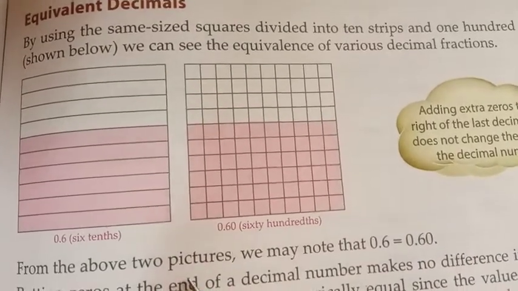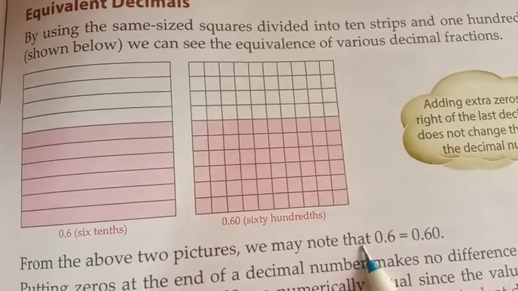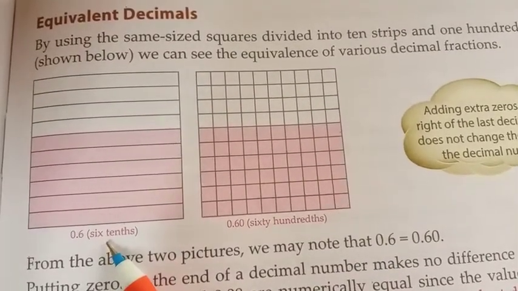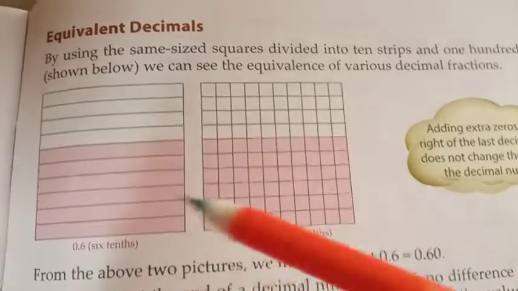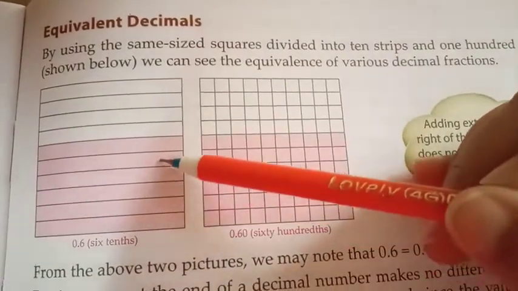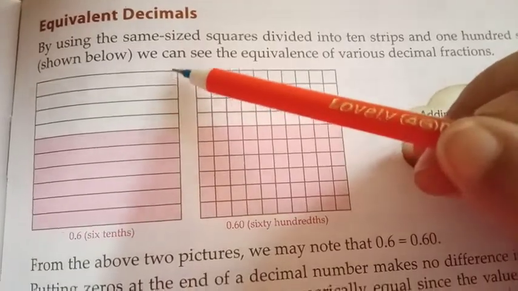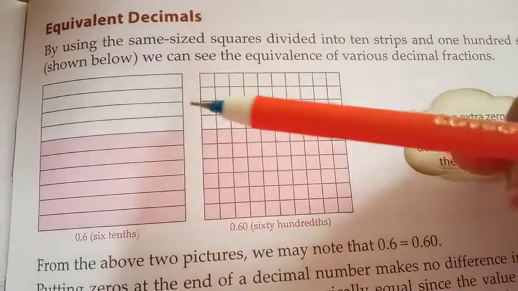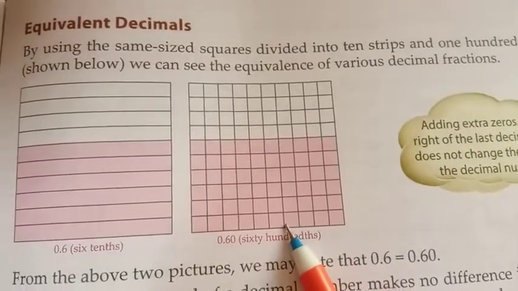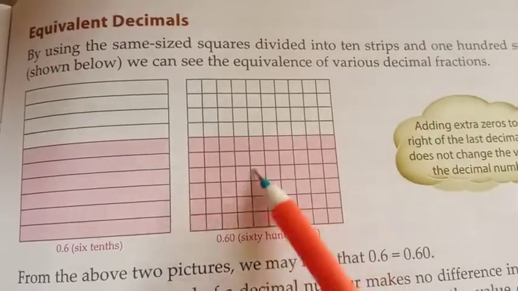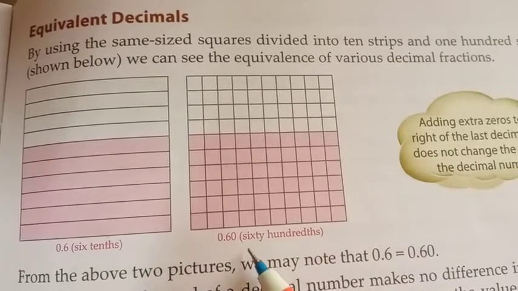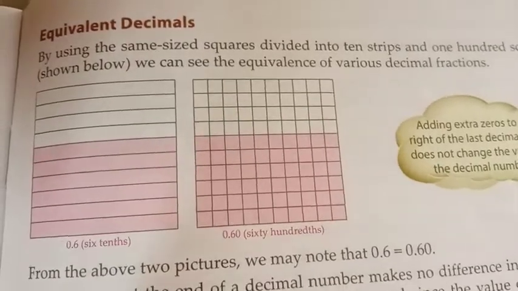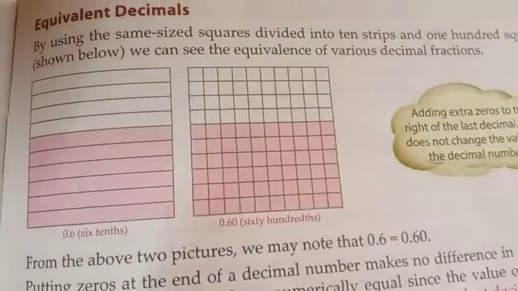From the above two pictures, we may note that 0.6. So you see here 0.6. Out of 10, 6 are shaded. You see 1, 2, 3, 4, 5, 6, 7, 8, 9, 10. So out of 10, 6 are shaded. And in this picture, you see out of 100, 60 are shaded because it is 60 hundredths, and this is 6 tenths. So how do we make them equivalent?